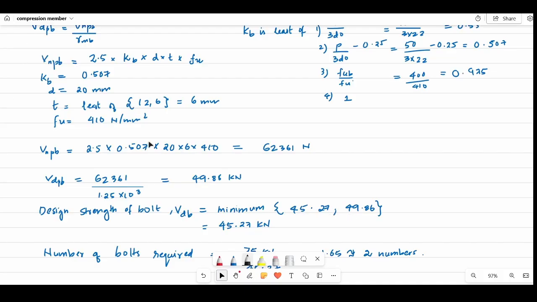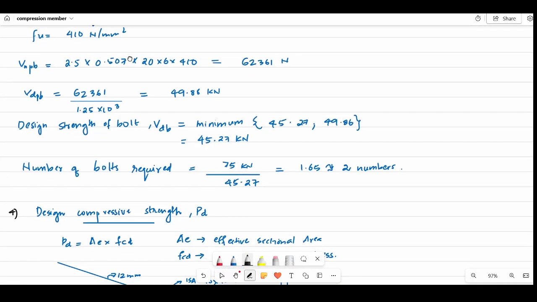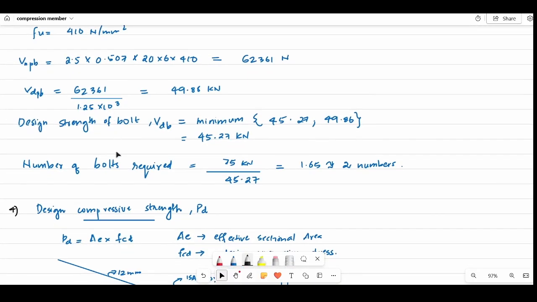Now the design of connection basically means finding the number of bolts. So the number of bolts will be equal to the factored load divided by the design strength of a single bolt. The factored load we already calculated as 75 kilonewton, divided by the design strength of the bolt, which is 45.27. 1.65 will be obtained. So we assume two numbers.